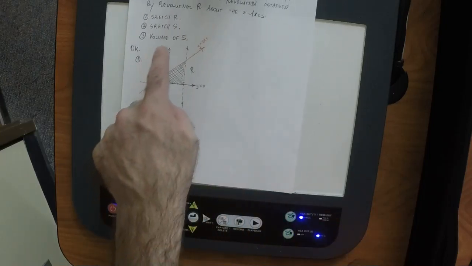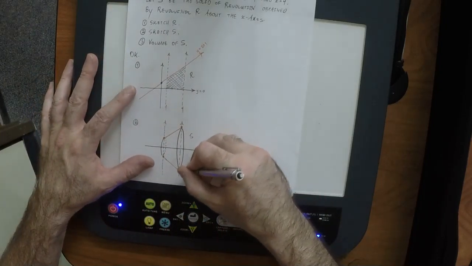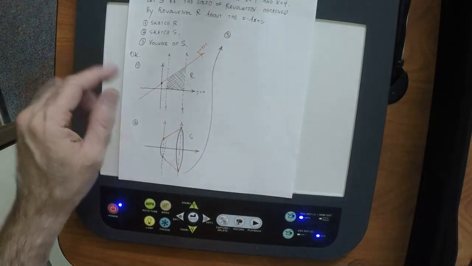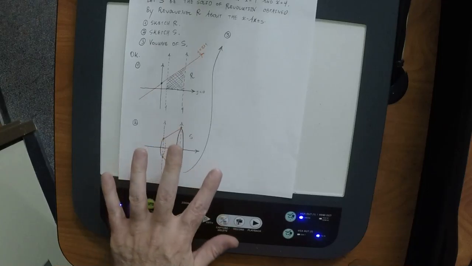So now we want to actually find the volume. Any questions before we move to finding the volume?